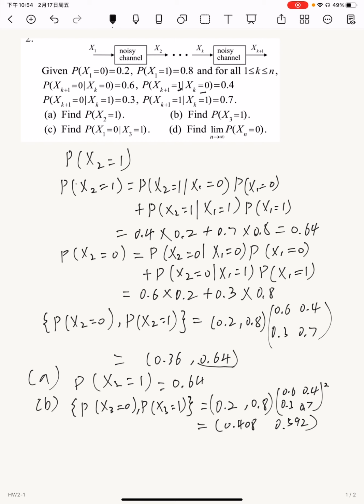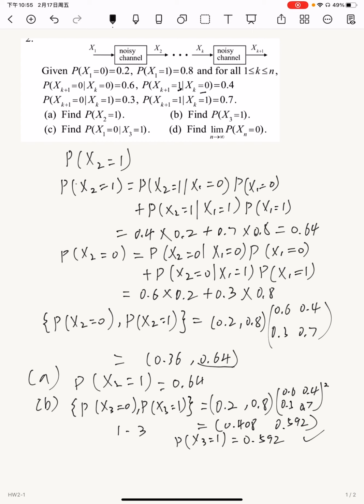Yes, because from 1 to 3 we used the matrix twice, so the output is like this. So we know that the probability of x3 equal to 1 is 0.592. So problem B is solved.